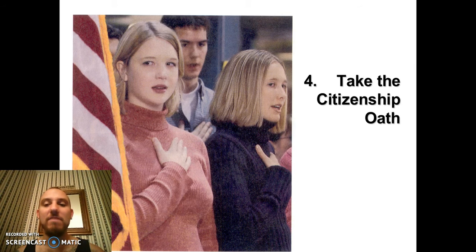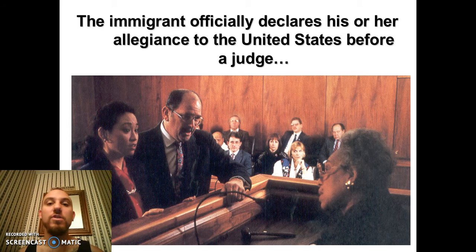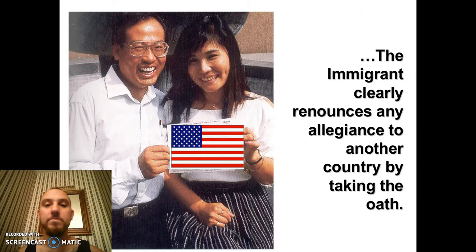The next step after meeting with the examiner is that the immigrant takes the citizenship oath. You also saw a video of this with Mr. Ferguson. The immigrant officially declares their allegiance to the United States before a judge or an official, and they clearly renounce allegiance to any other country in the oath. You heard the oath last week, so you know what that sounds like.